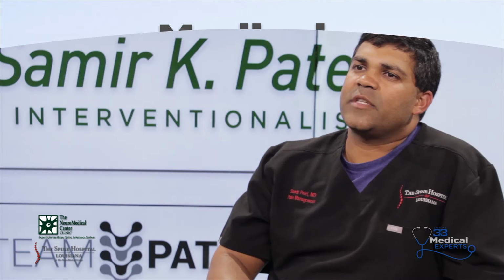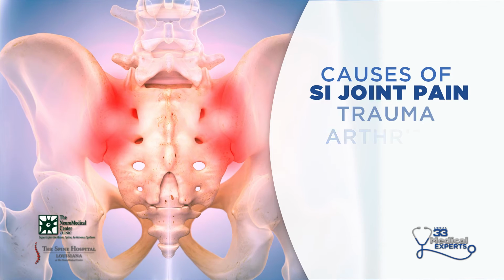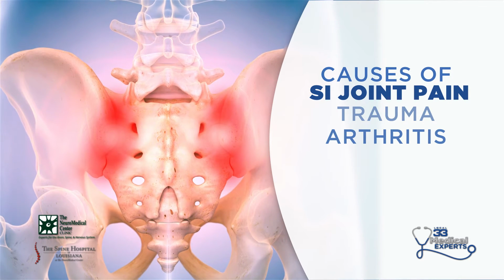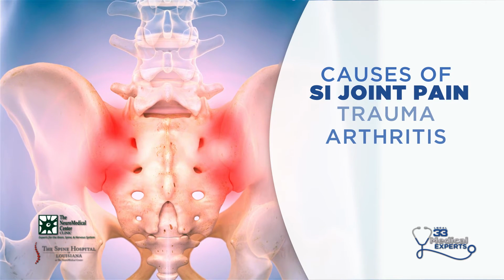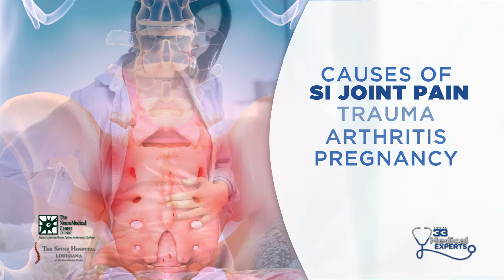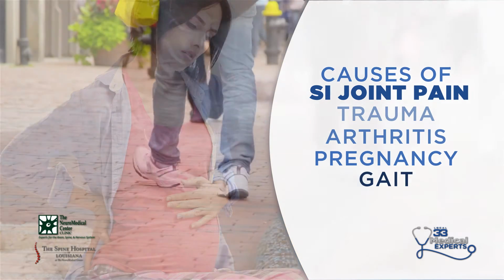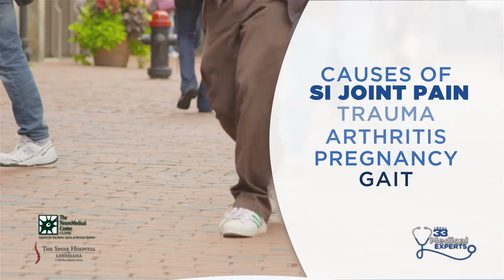So people get SI joint dysfunction for a variety of reasons. Number one, it could be trauma. Number two, arthritis, which is related to aging and degeneration of the spine. Number three, it could be pregnancy. It's a common cause of back and butt pain in pregnant women. And number four, last but not least, SI joint dysfunction can be caused by the way you walk, especially the way you walk when you have back pain.